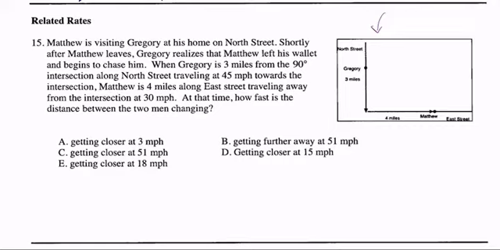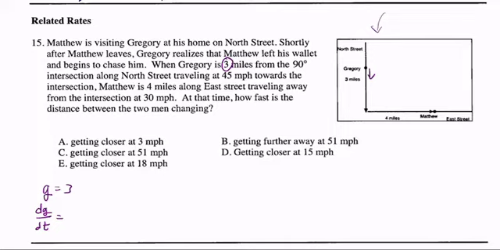When Gregory is 3 miles from the 90-degree intersection along North Street, traveling at 45 miles per hour. So I'm going to say G equals 3, because that's Gregory's distance. And then I'm going to say that Gregory is moving at 45 miles per hour towards the intersection. So he's going this way.